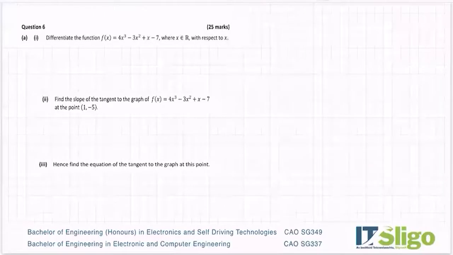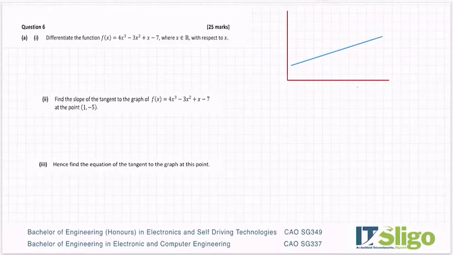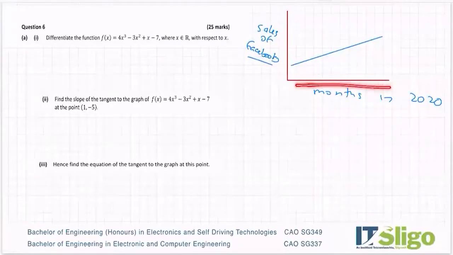Okay, so as you know, in coordinate geometry, we draw lines on a regular basis. These could be sales of face masks, months in 2020. And this is sales of face masks or something like that, okay? Seeing as we're in COVID times. So as time went on in 2020, the sales of face masks grew.